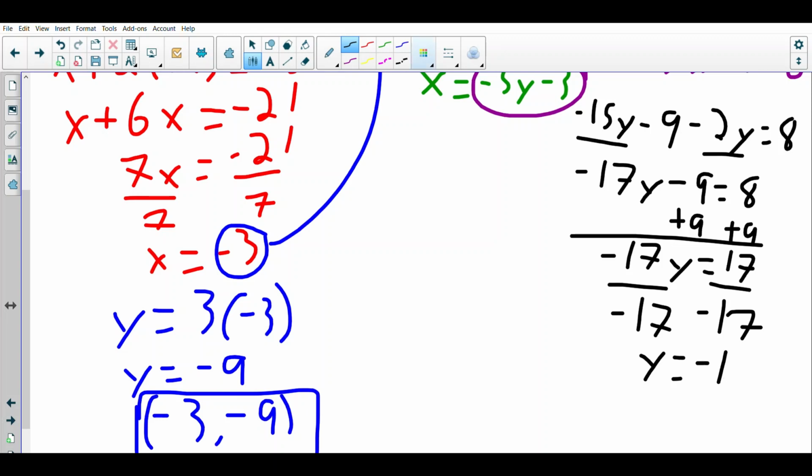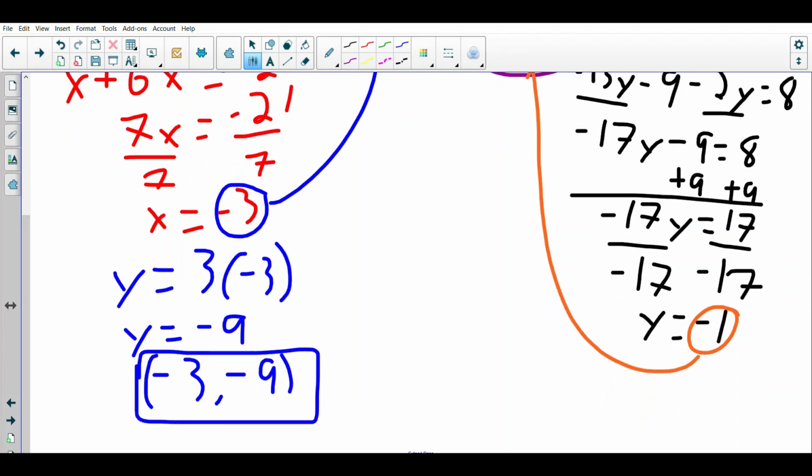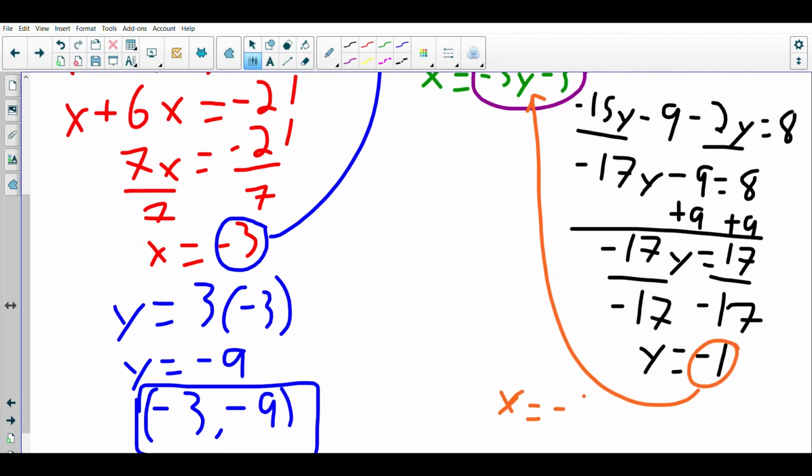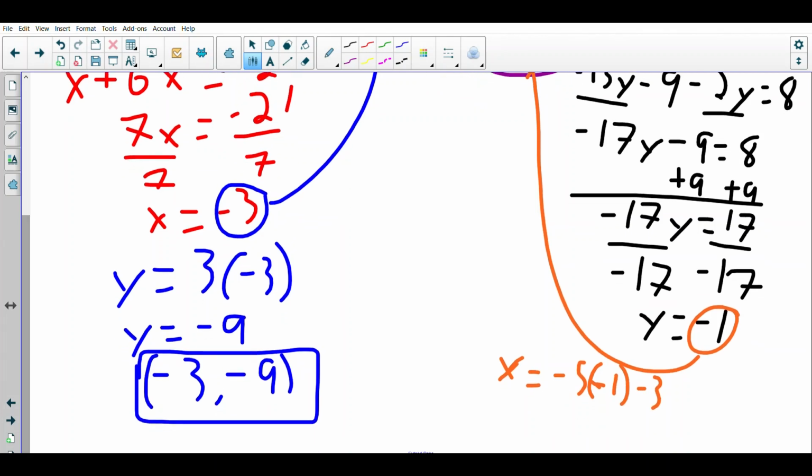From there, I'm going to take that 1 and plug it into my equation I already solved for. So I have, I'll scroll down just a little bit more, x equals negative 5 times negative 1 minus 3. So I get x equals 5 minus 3, so x is equal to 2. So my final answer is 2 comma negative 1. And there we go.